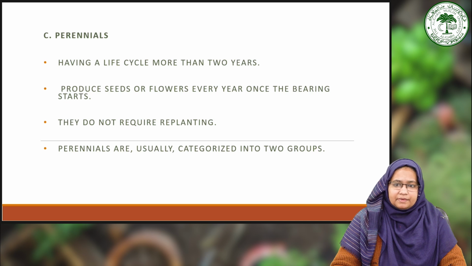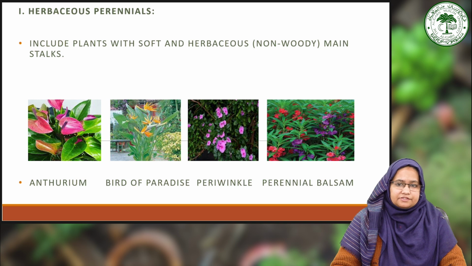Last type is perennials, which have a life cycle of more than 2 years and produce seeds or flowers every year once the bearing starts. They do not require replanting. Perennials are usually categorized into two groups. The first one is herbaceous perennials.